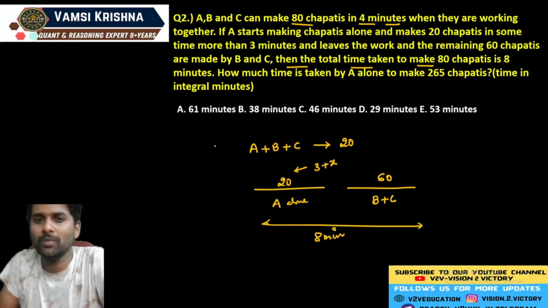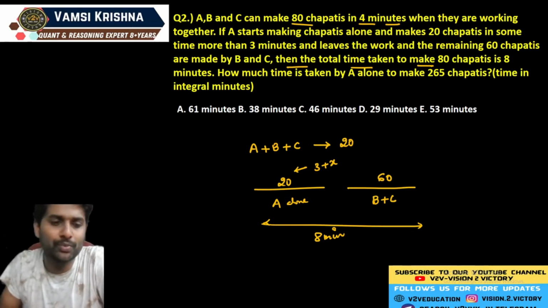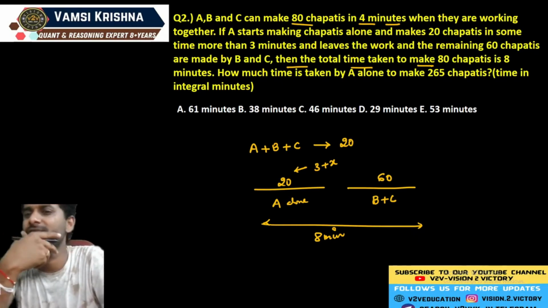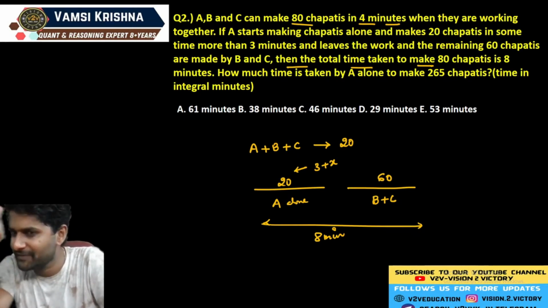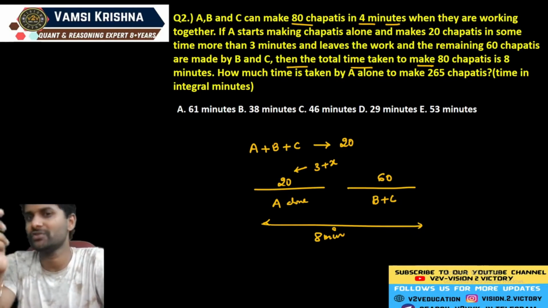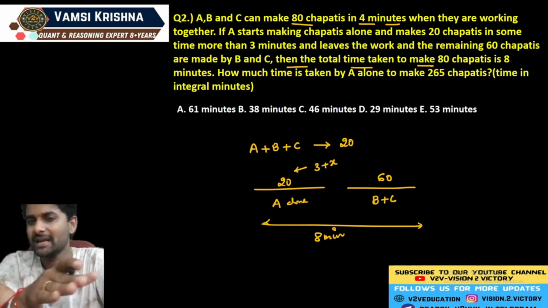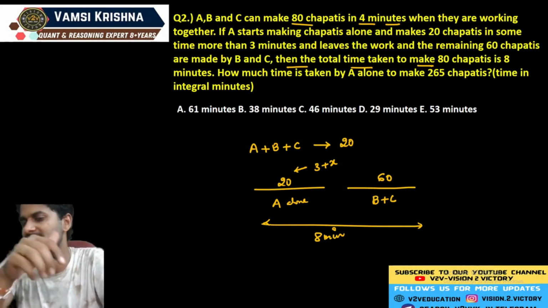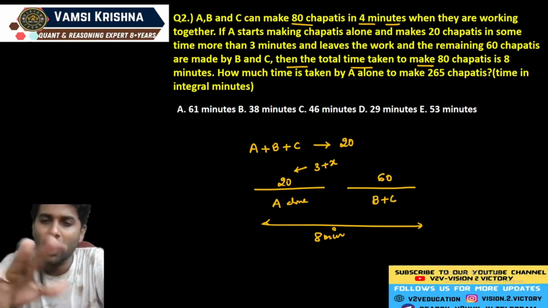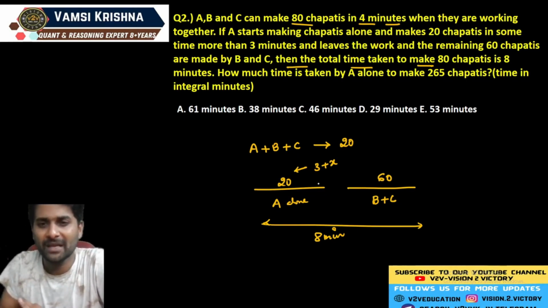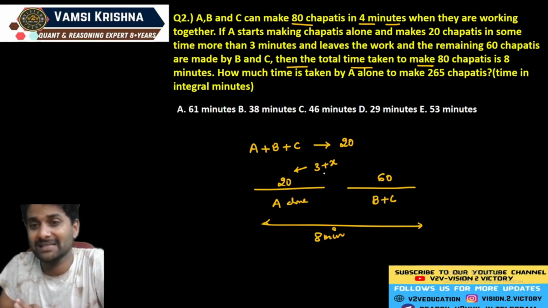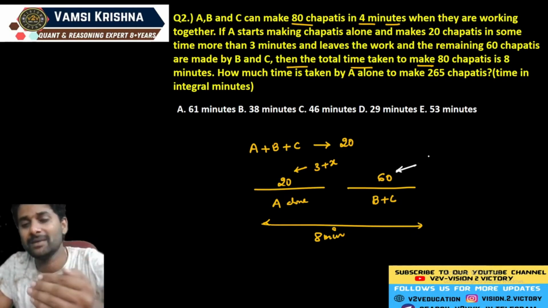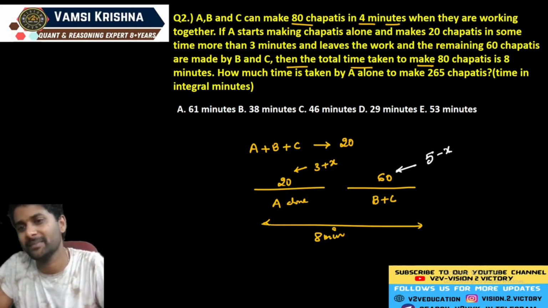Another question here: how much time is taken by A alone to make 265 chapatis, guys? So what is A's efficiency? Let me tell you for this question. Out of all these options, 265 is exactly divisible by 53 only. If you use your common sense, guys, the remaining 4 options are not at all divisible. So directly you can choose that option. Or otherwise, if you want the procedure, guys, for 20 chapatis it takes 3 plus x time. What about 60 chapatis? How much time does it take? Definitely 8 minus 3 minus x, which means 5 minus x.